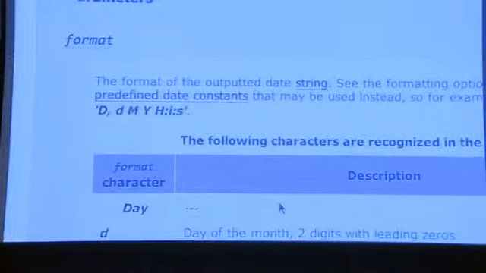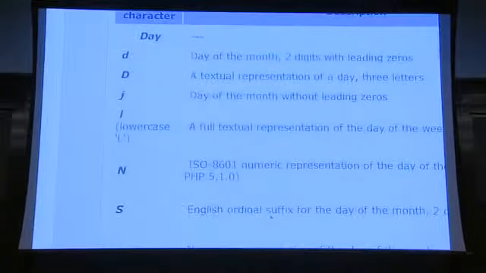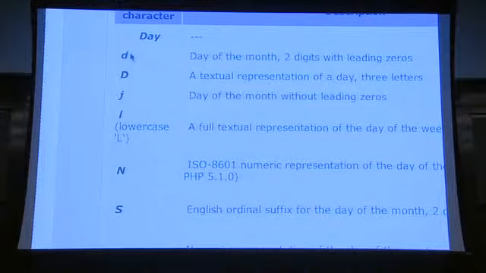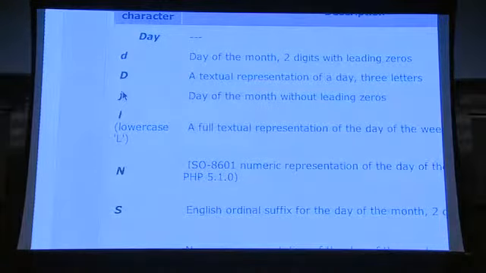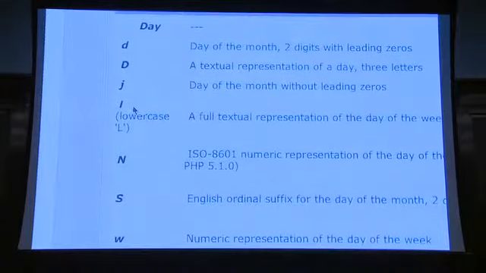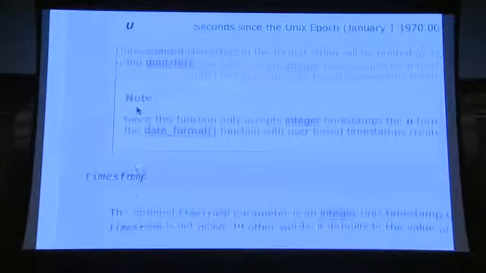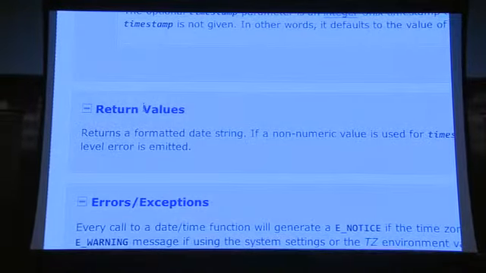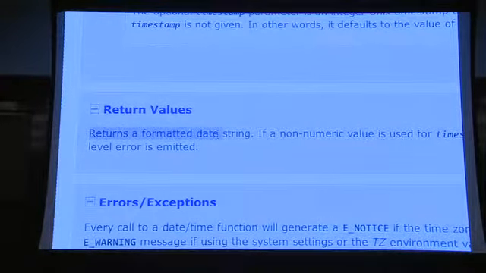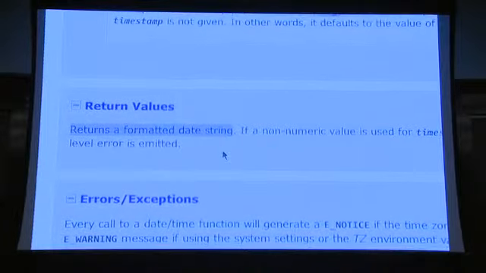Here's just some more detail on the format. So the format parameter can apparently be a quoted string containing all of these various placeholders, D for day, J for day of the month without leading zeros, and so forth. Memorizing this is not a good use of any human's time, but looking it up is reasonable. Let's just scroll down past all of that. Timestamp does what I promised. Return value returns a formatted date string. If you do something wrong, it goes on to explain that there's an error.